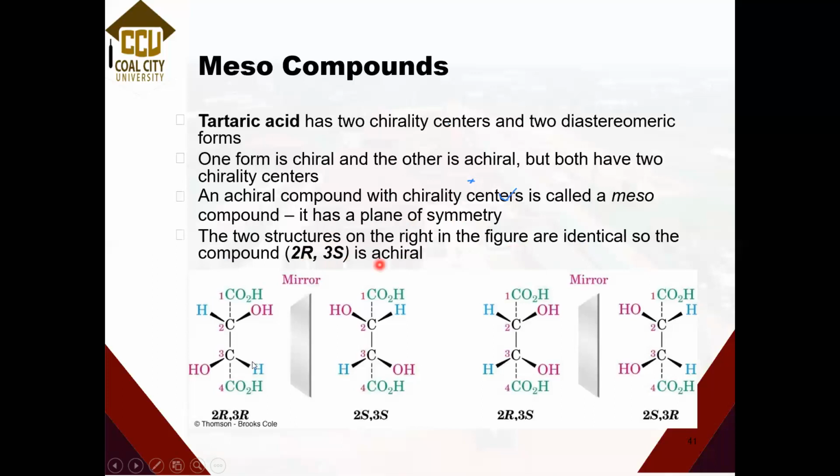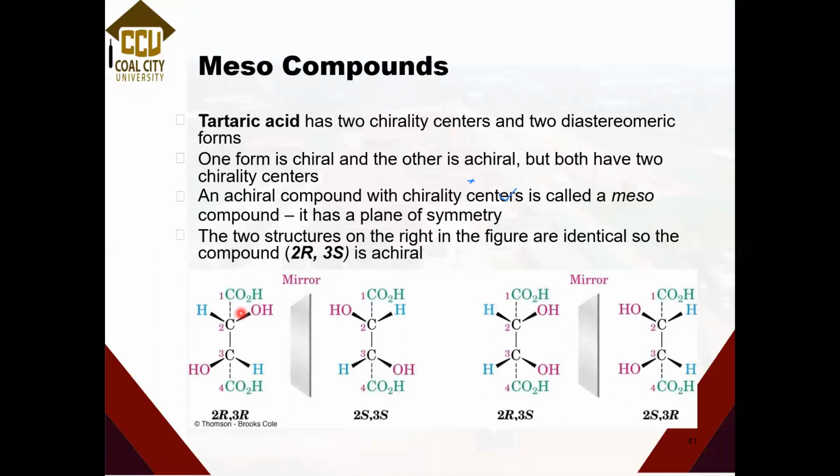What a plane of symmetry means is that it is possible to draw a line such that the upper part and the lower part are exactly the same. That means they are identical. If I draw a line and the upper part and the lower part are mirror images of each other, it means even though there are chiral centers, they will cancel each other out, making the whole compound what? Achiral. That means not chiral.